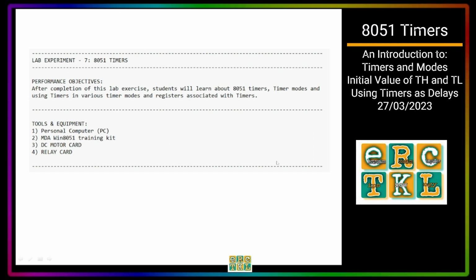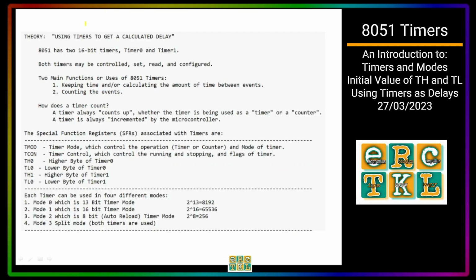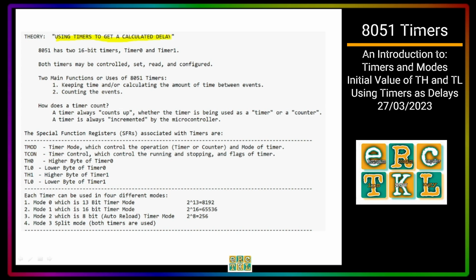So the objectives of this experiment are to learn about 8051 timers, timer modes, and using timers in different timer modes, and what are the registers associated with timers. Using timers to get a calculated delay. So there are two ways to use the delay.